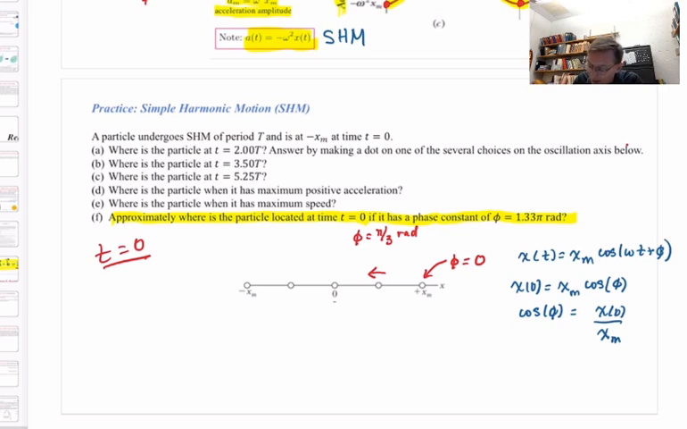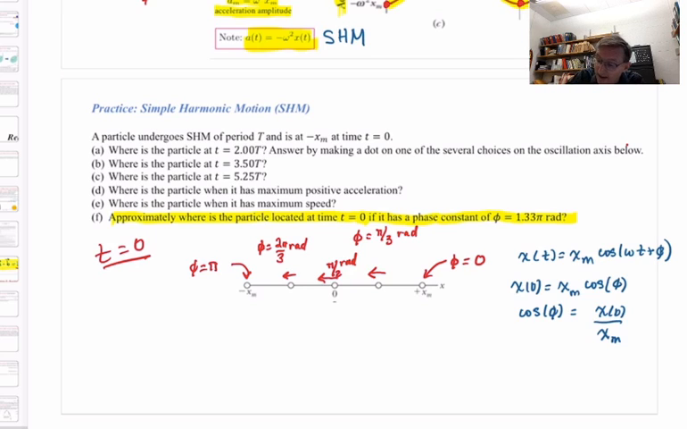Now, if the phase angle is phi equals pi over 2 radians, then initially the block is at the origin, traveling to the left. If the phase angle is phi equals 2/3 pi radians, then it's at the halfway point between 0 and negative x max and traveling to the left. And if phi equals pi radians, it's at negative x max and momentarily at rest.